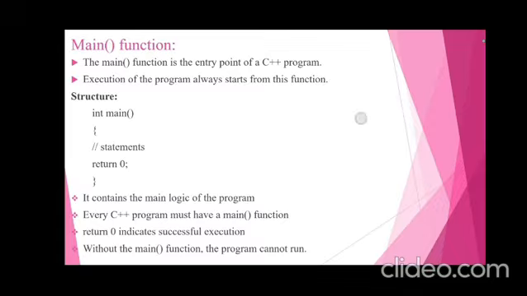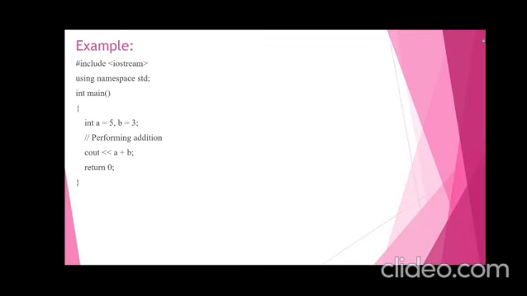Now, consider this example. In this example, #include <iostream> is used to include the input-output library, which allows us to use cout for displaying output. And using namespace std helps us to use standard functions without the std scope resolution operator prefix.